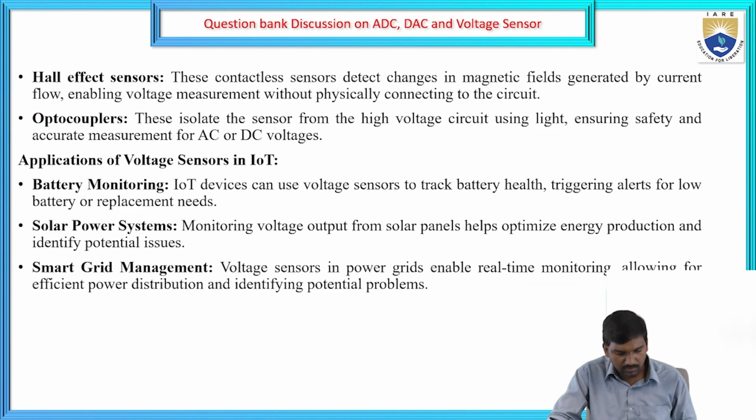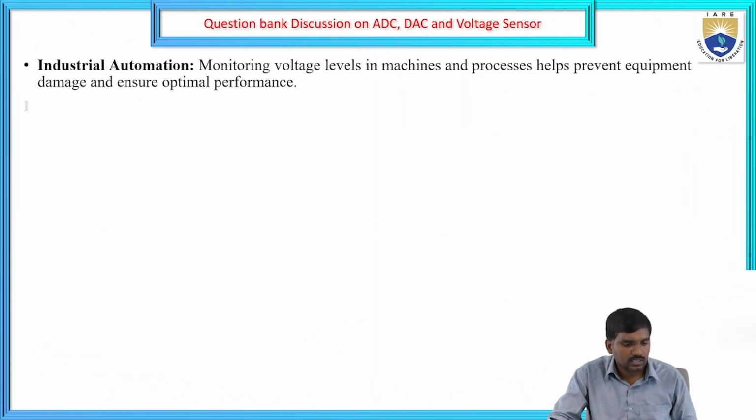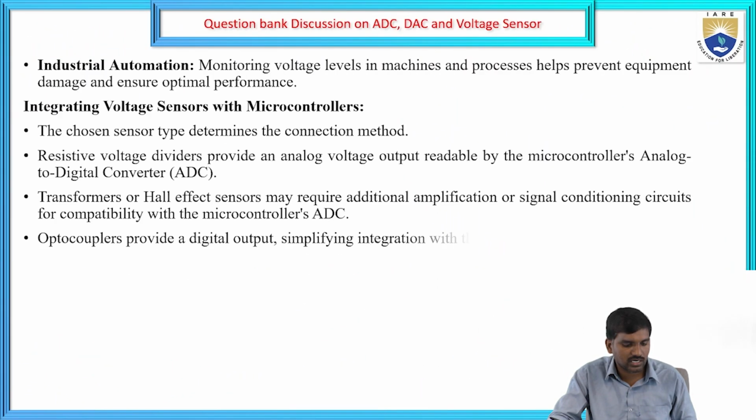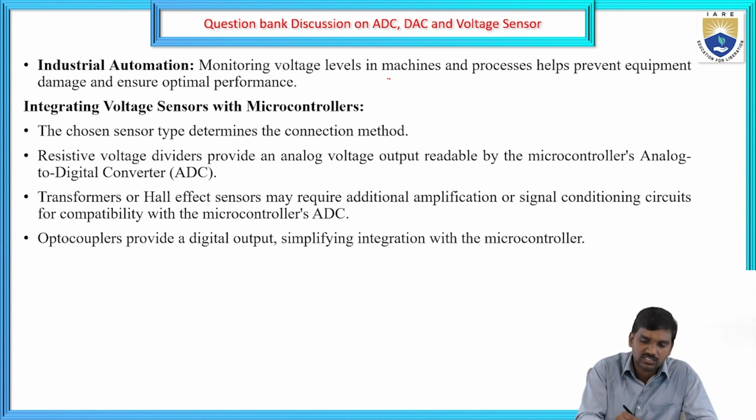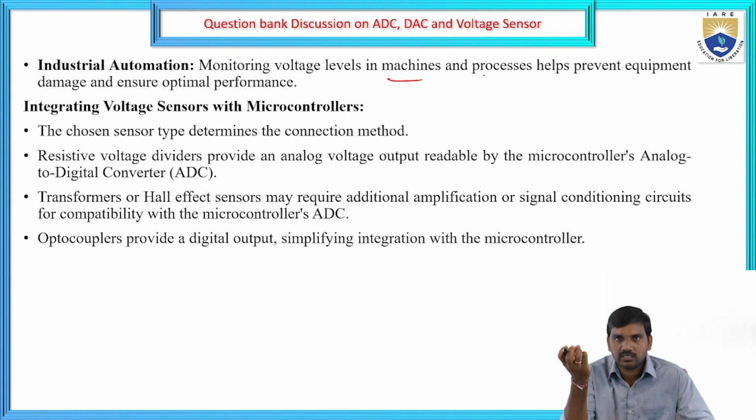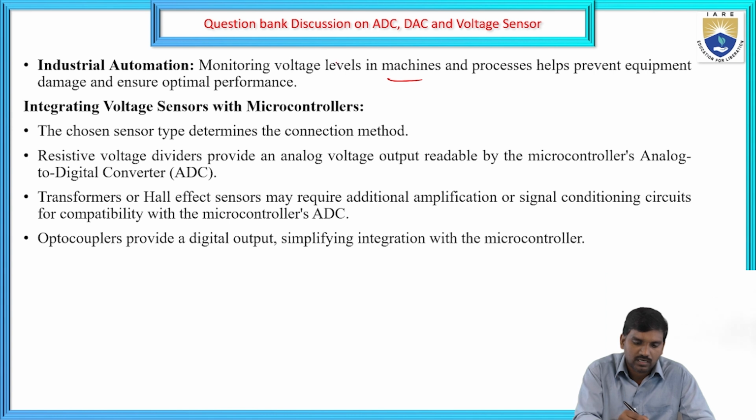Continuing with that, the industrial application also. One application is monitoring voltage levels in machines, how much voltage they take as input or give as output. Is there any power fluctuation in the flow of current to the machine? Like that, the major things can be tracked in voltage levels in the machine process, which helps prevent equipment damage or ensure optimal performance.